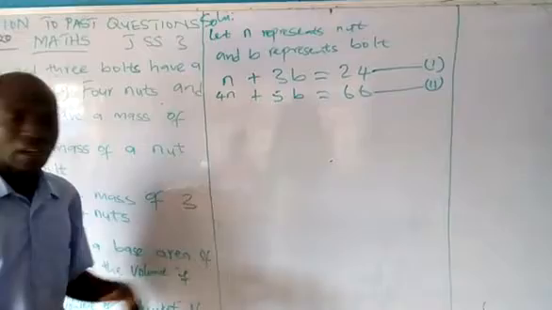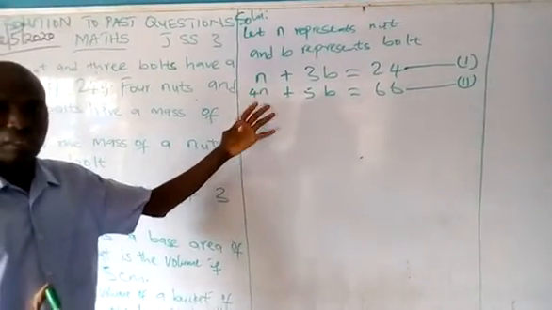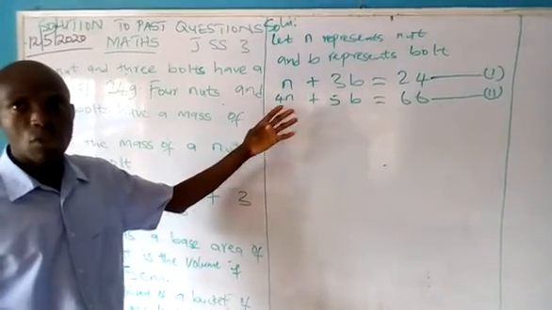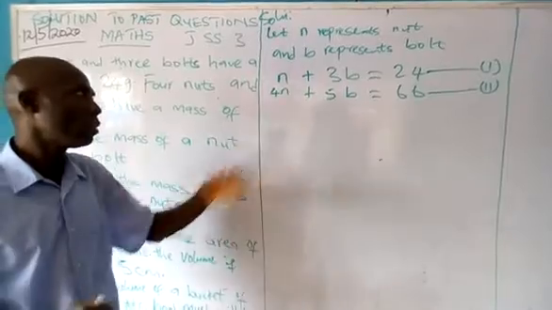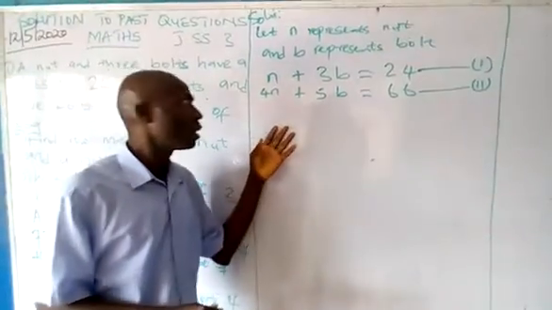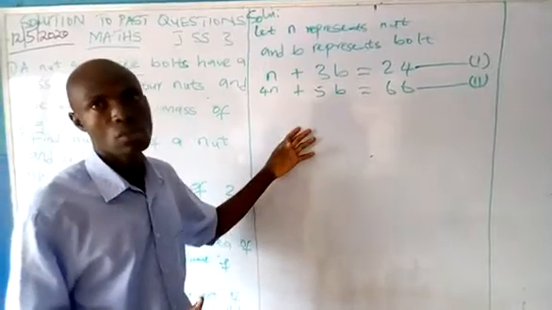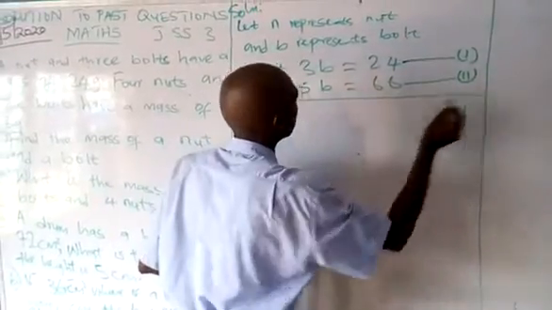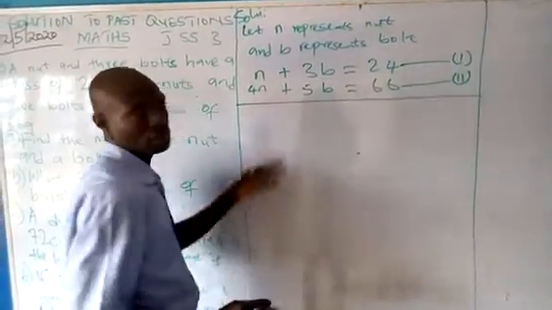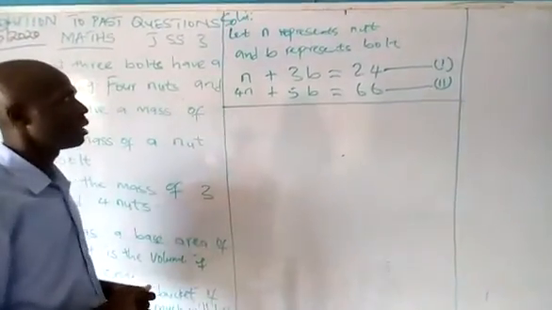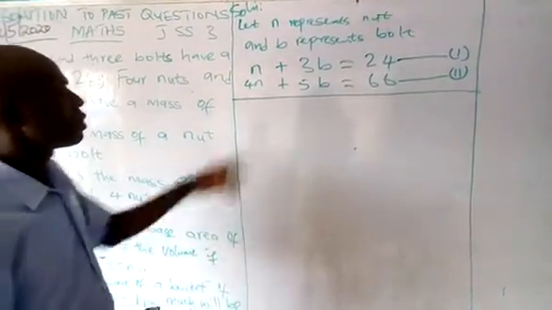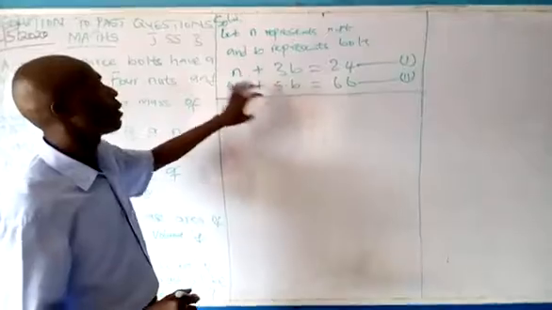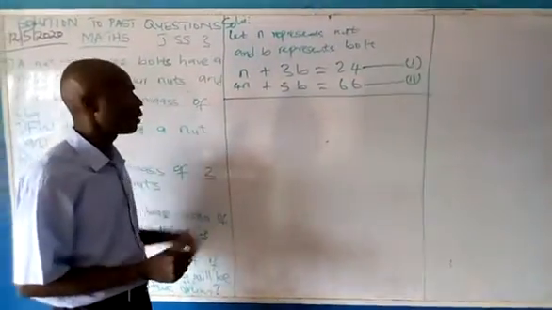Now, just like I've told us, we have three methods of solving simultaneous equations. We have the graphical method, the substitution method, and the elimination method. But in this case, let us use the elimination method. Using the elimination method, you use the coefficient of the alphabet and multiply.